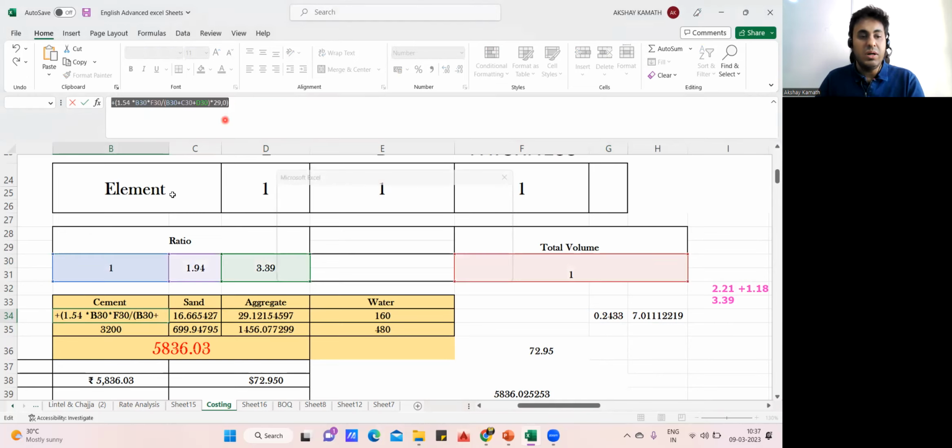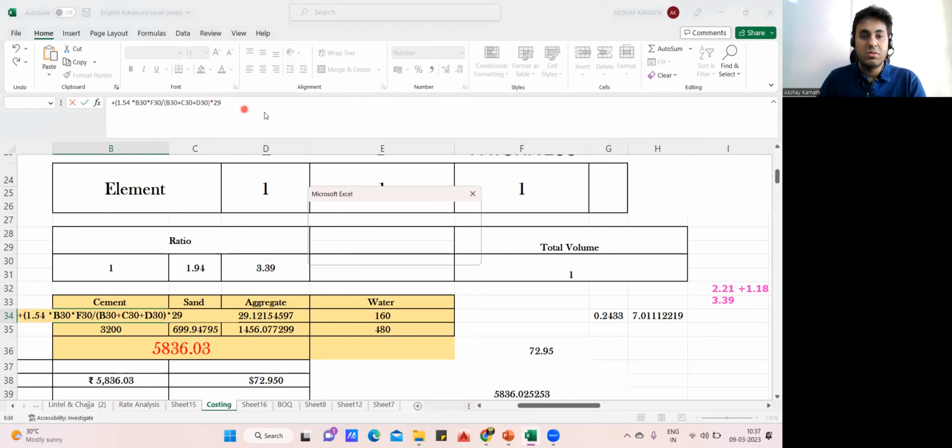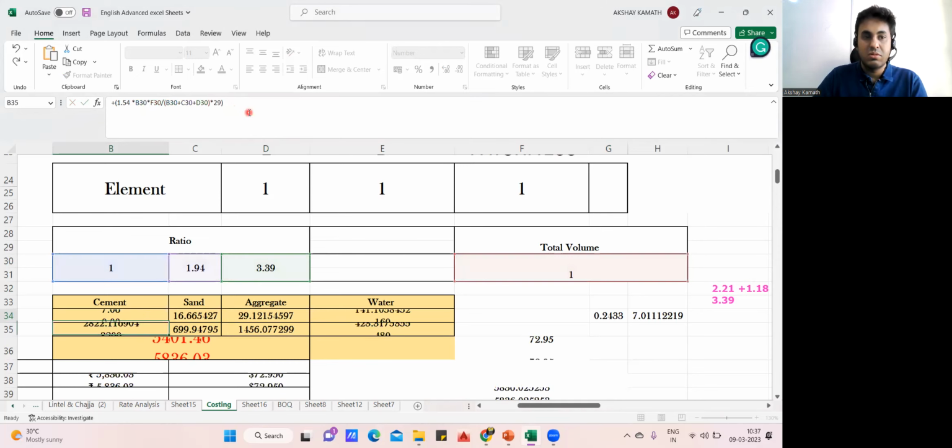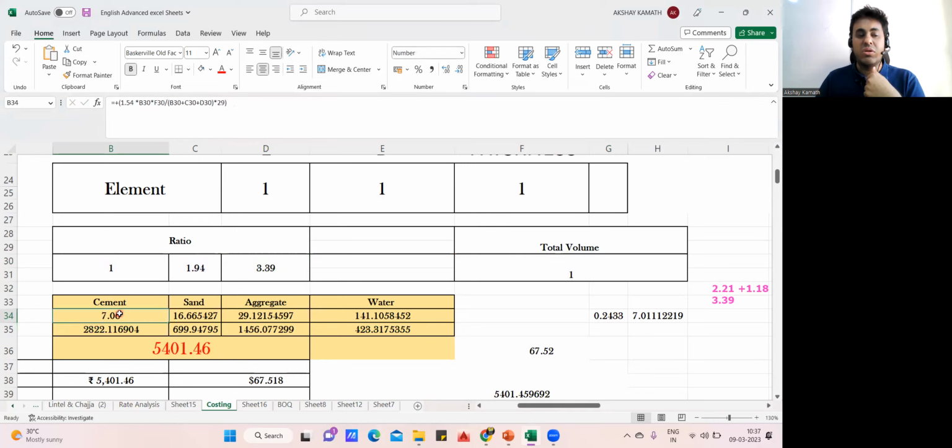Give me a minute. It will work out now. Yeah. So you can see 7.06 has come. Same thing I got here. Simple. Fine. Now we'll come to the sand quantity.